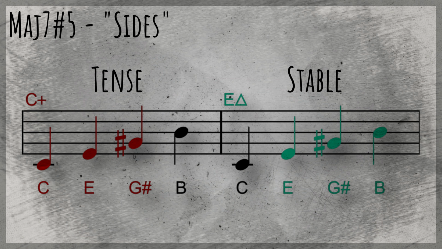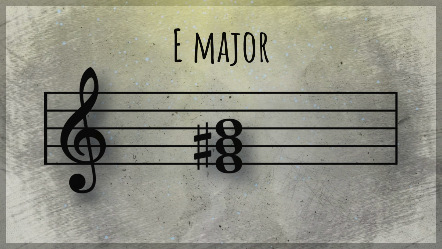Moving on to the stable side, we have an E major triad. This side is bright and warm, and is more resolved than the augmented counterpart.